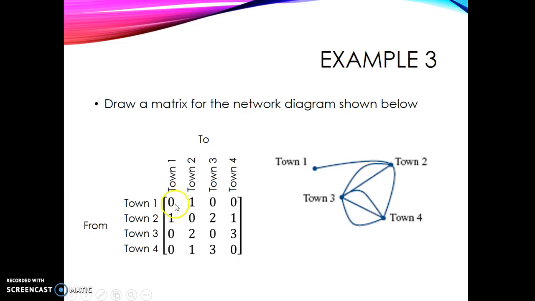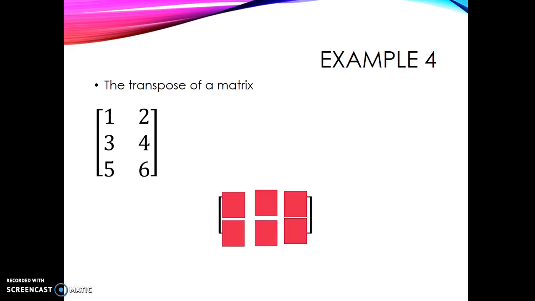You should also be able to notice that down this diagonal there is some symmetry happening. You might be able to pause the video and see if you can understand why this is actually a symmetrical matrix. The transpose of a matrix. To transpose a matrix is to swap the rows and the columns.